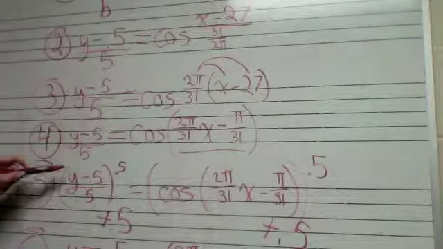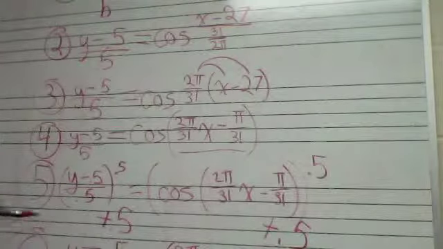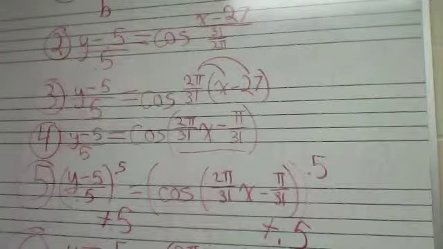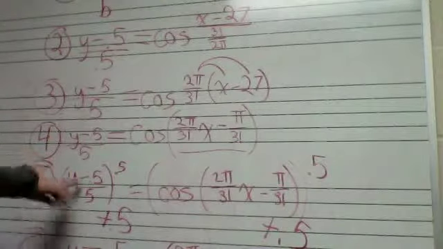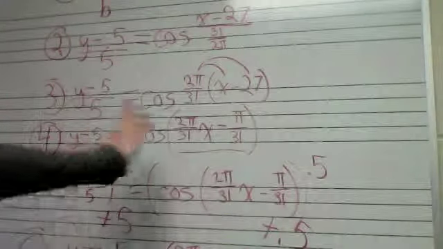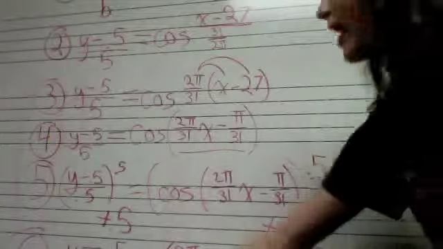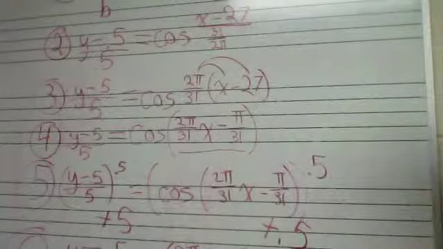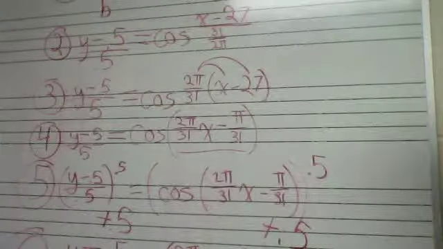And now we want to get the y all by itself, so we multiply it by 0.5 on both sides. And we also add 0.5 to both sides, so the y will be all by itself. So our final equation would be y equals 0.5 cosine of 2 pi over 31 x minus pi over 31 plus 0.5.